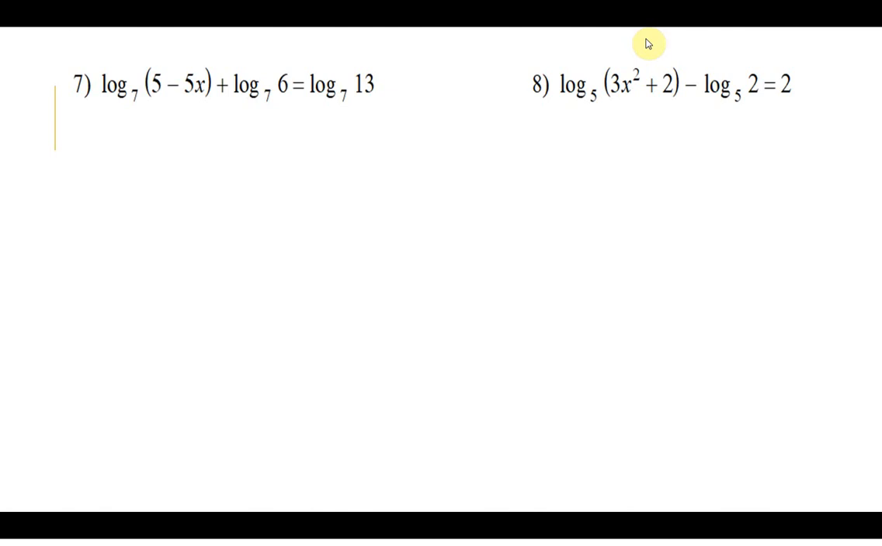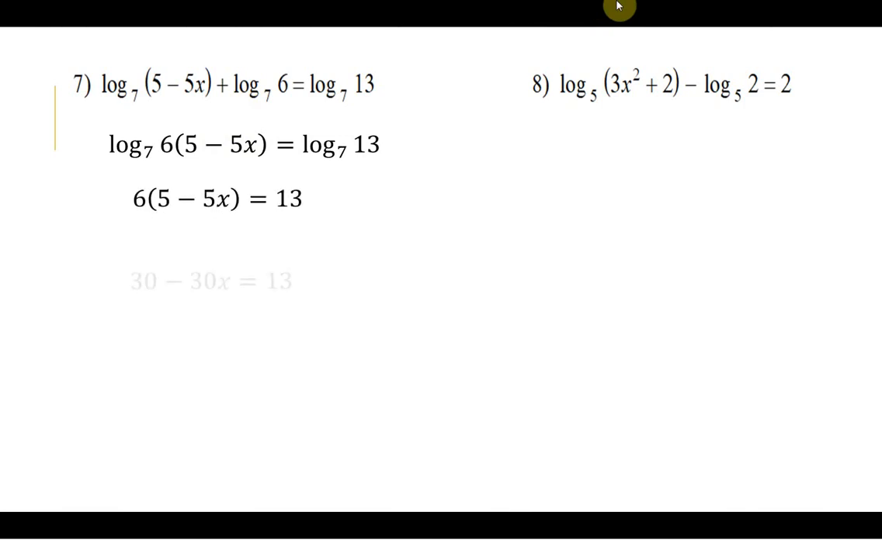All right. So always look to see: do I have logs everywhere? Yep. So I'm probably going to use a property. So we're condensing. We wrote the 6 on the outside simply because that makes more sense the way that you're used to seeing it. You could have easily put the 6 out here, but you would just be distributing to the left, and that scares some people sometimes. So now we can drop our logs and just solve that equation. So distribute, subtract 30, divide by negative 30, and you get 17/30ths.